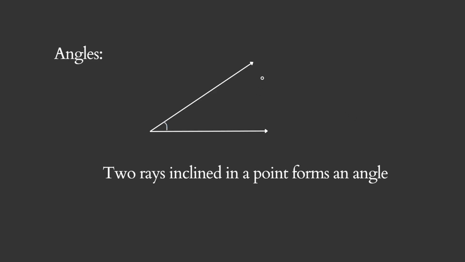Now, what are angles? Two rays inclined at a point form an angle. Any two rays inclined at one point form an angle.